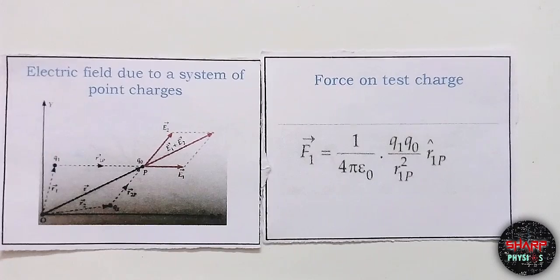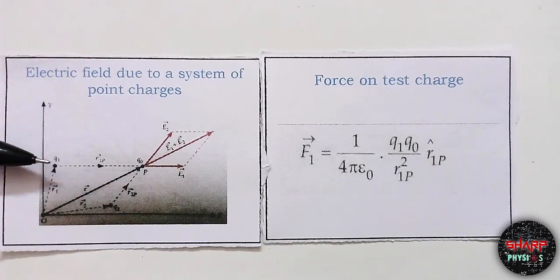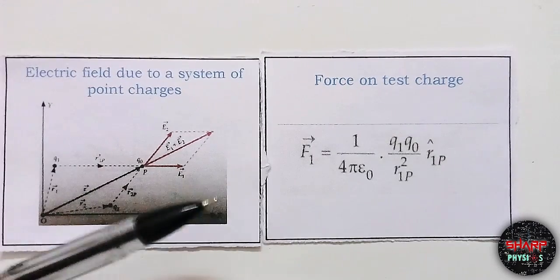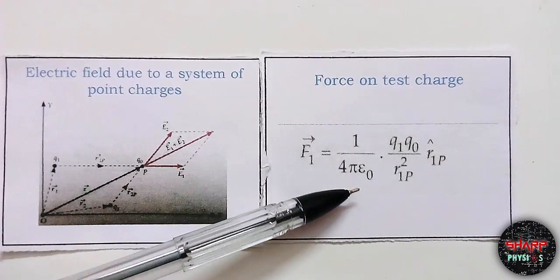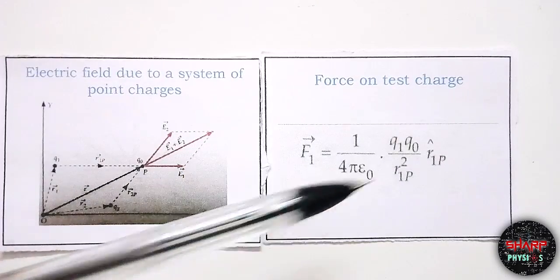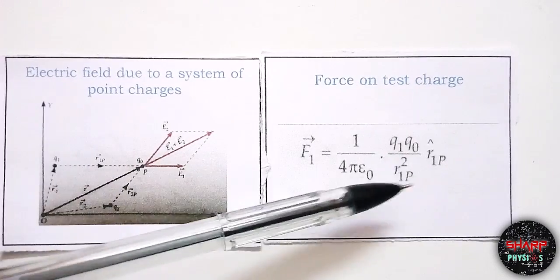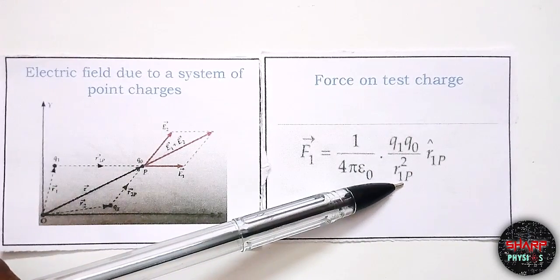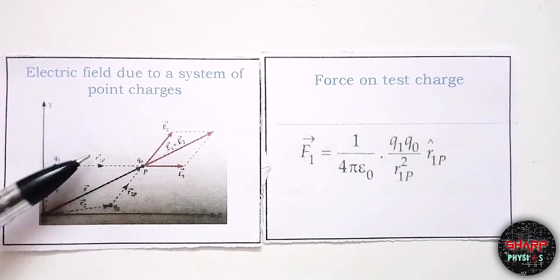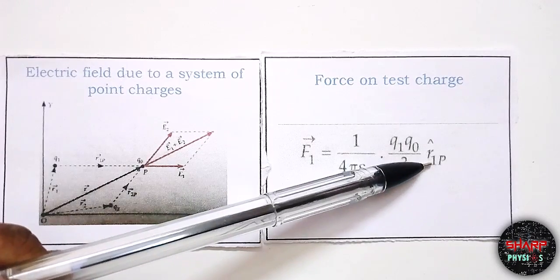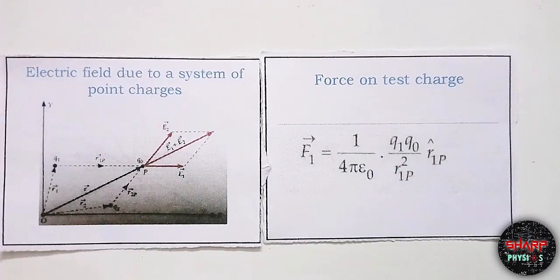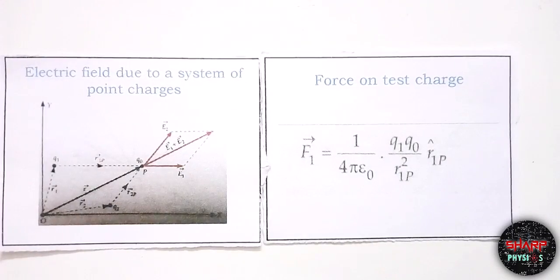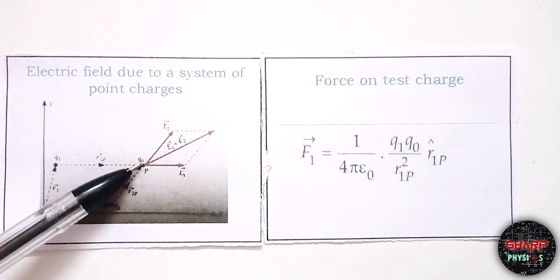According to Coulomb's law, the force on the test charge Q0 is exerted by Q1. So Q1 is exerting a force on Q0. So we are calculating the force. F1 is equal to 1 by 4 pi epsilon 0, Q1 Q0, divided by R1P square, times the R1P vector. So this is the force on the test charge. This force is acting on this particular test charge.